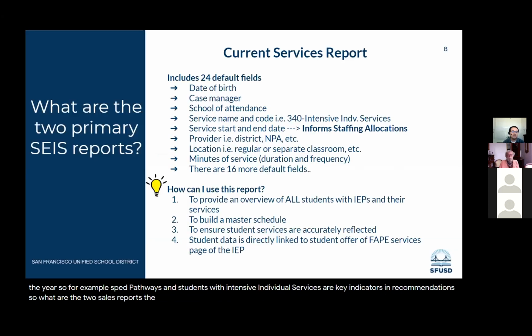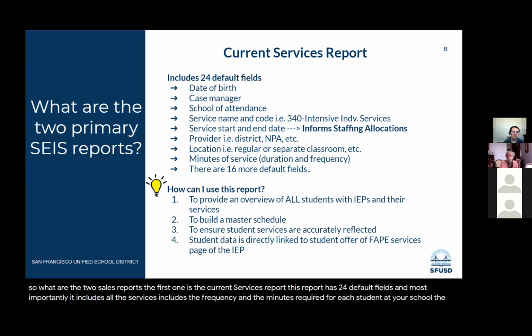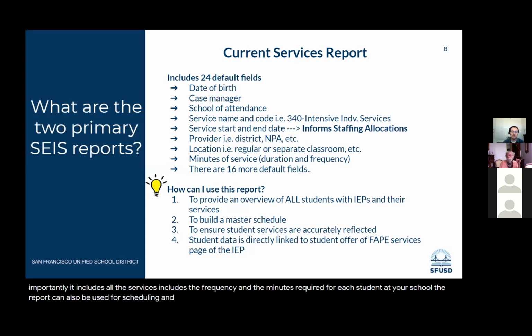So what are the 2 SEIS reports? The first one is the current services report. This report has 24 default fields, and most importantly, it includes all the services, the frequency, and the minutes required for each student at your school. The report can also be used for scheduling and to ensure student services are accurately reflected.